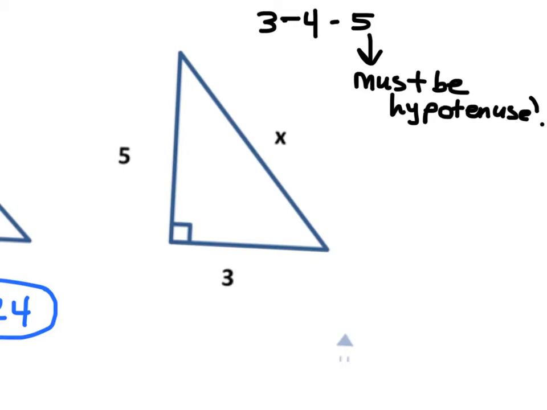So this is not a triple. This is a trickster. It's not a triple, it's a trickster. So instead, what do you do? This is when people are like, I don't know, it's not a triple, I can't do anything. You're wrong. You can always use the Pythagorean theorem.